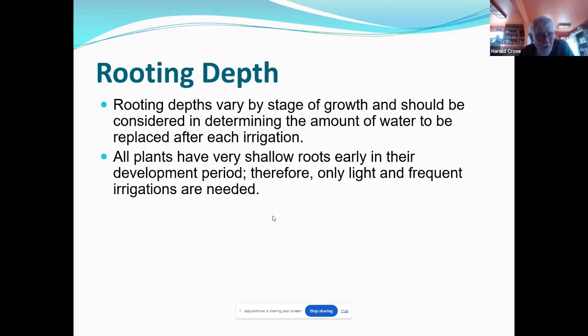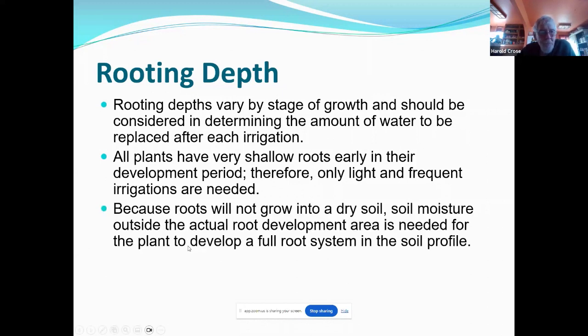So what I tell growers to do is never stop your pivot in the same place, so you optimize night and day periods of application. And it's pretty critical during these early stages of growth. So on a center pivot, you want to run it at as fast a speed as you can to get across the ground in order to keep that surface as moist as possible, if that makes sense. Because roots will not grow into dry soil, soil moisture outside the actual root development area is needed for the plant to develop a full root system and soil profile.